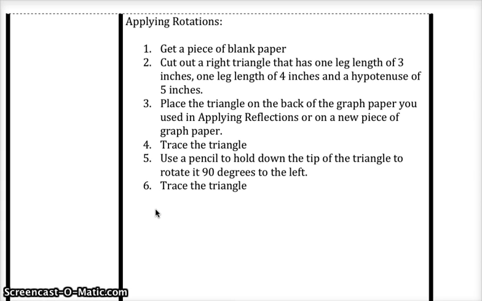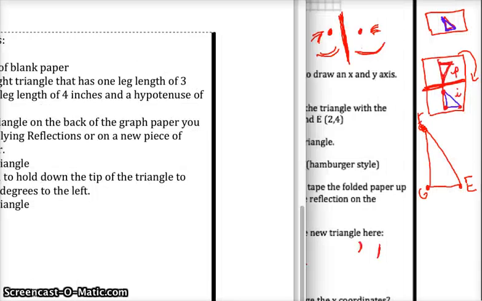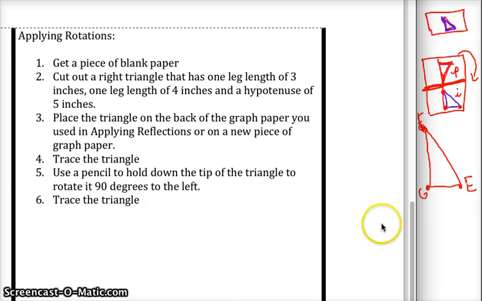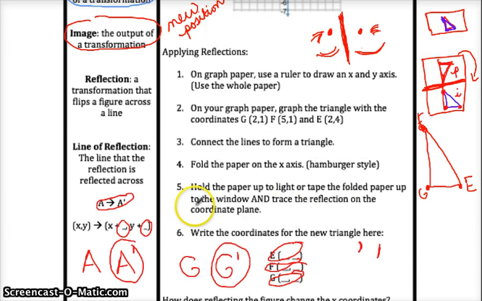So what I want you to do on this one, again, you'll need to pause it as you follow the directions, is to get a separate blank piece of paper and cut out a right triangle. A right triangle is a triangle that has an L in it. It needs to have a leg length of 3 inches and another leg length of 4 inches and a hypotenuse of 5 inches. For some reason, this isn't letting me draw, so let me get a blank one up here for you.